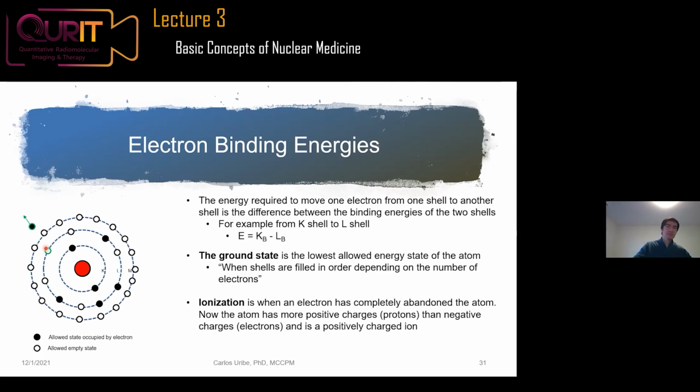Ionization is a process in which an electron completely abandons the atom. So this electron, let's say it was here in the L shell. Something happened and that electron left the atom. So now we have more positive charges in the nucleus than negative charges outside in the orbitals. We have an ion, the atom is charged. That's what we call an ionization process.